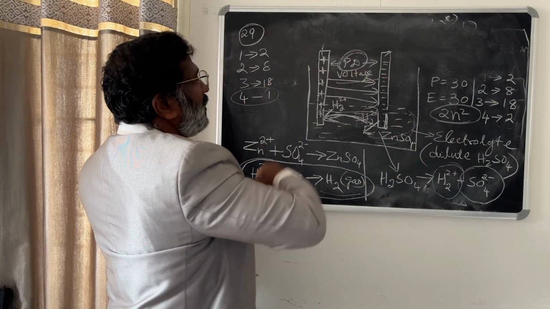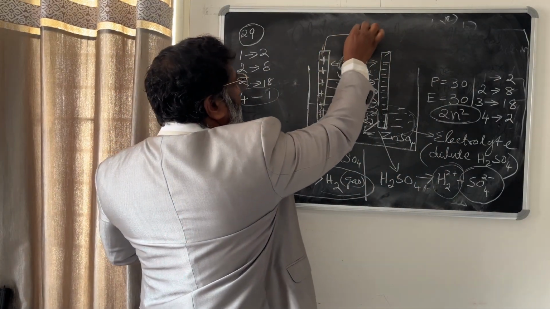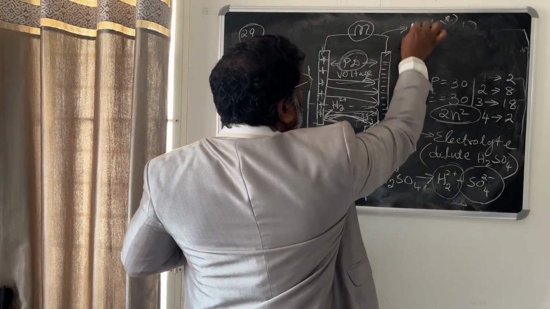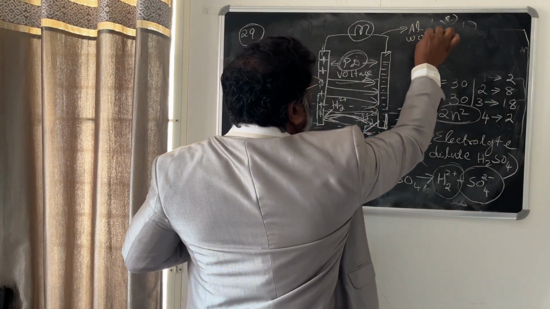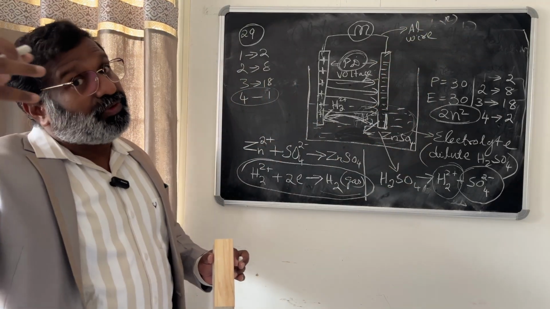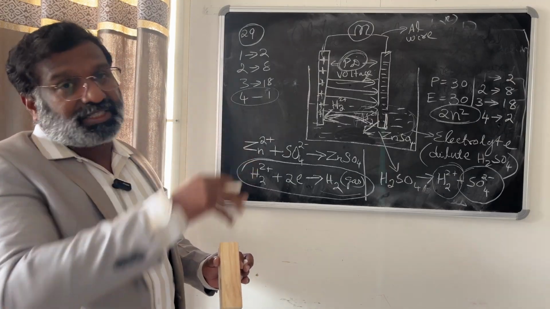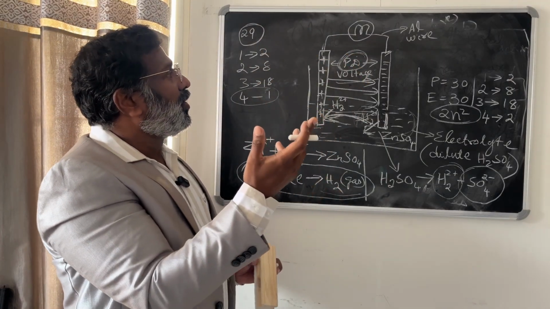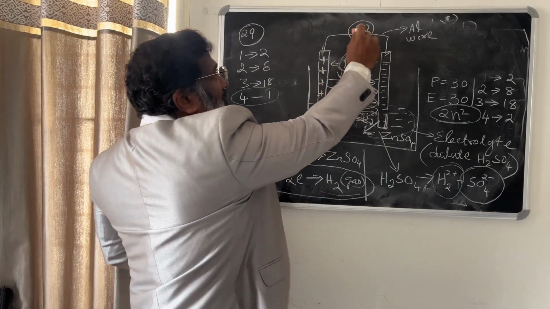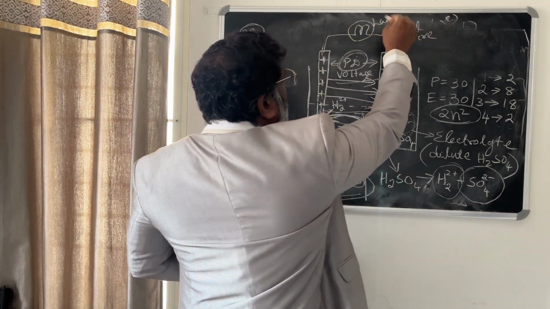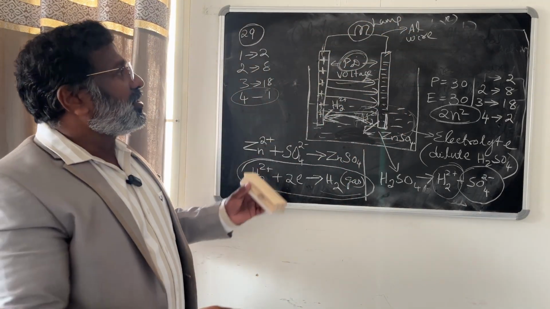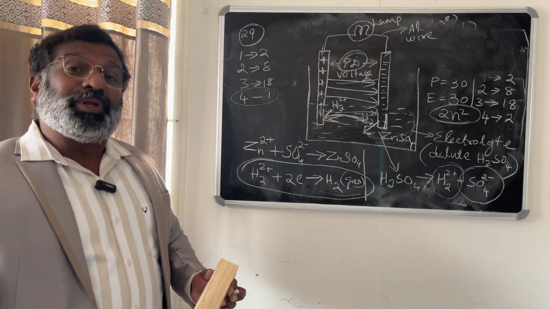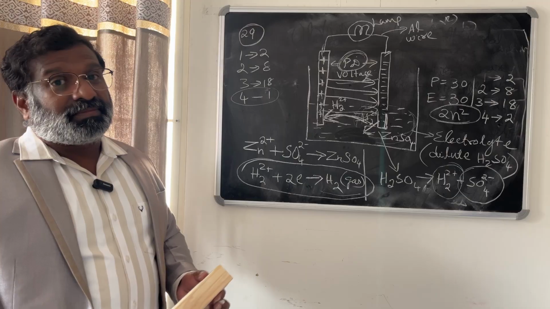Now, I am connecting an electric lamp using an aluminum wire. Aluminum is a conductor. Materials which have free electrons are called conductors, that we discussed in the last class. So the aluminum wire has free electrons, it is a good conductor. So I am connecting an electric lamp using conductors between the positive electrode and the negative electrode. Now can you tell me what happens?